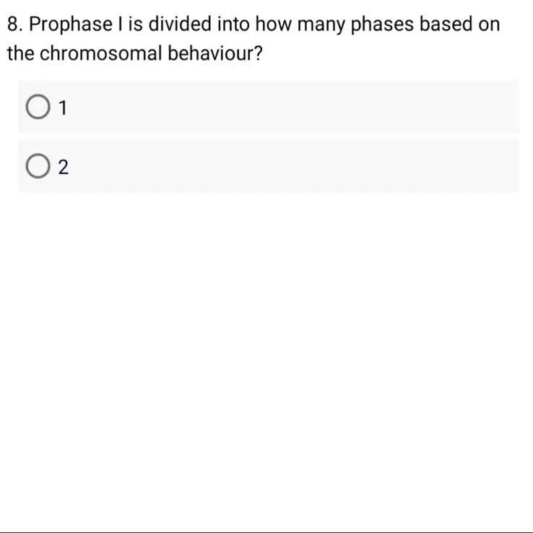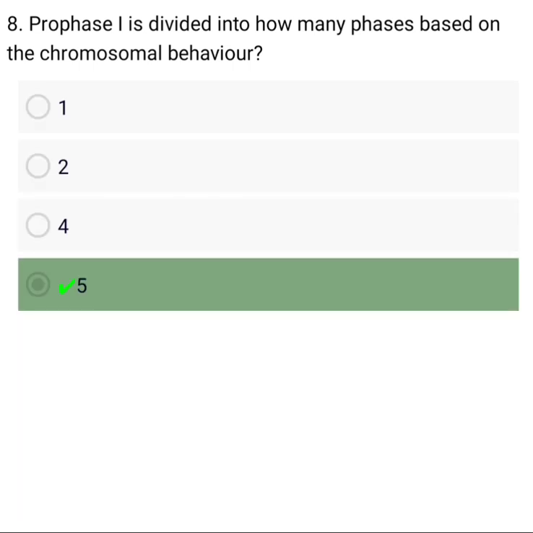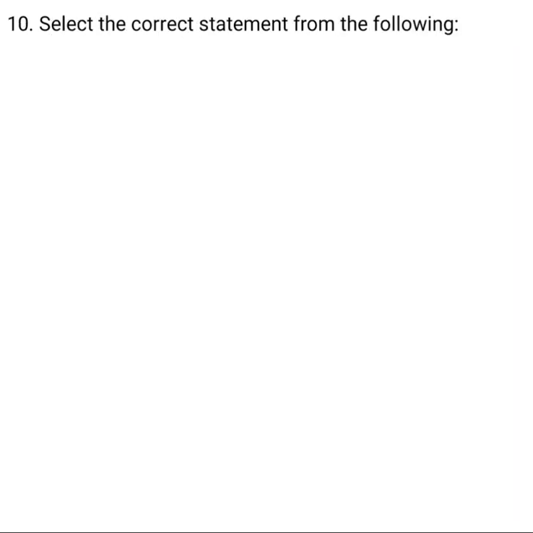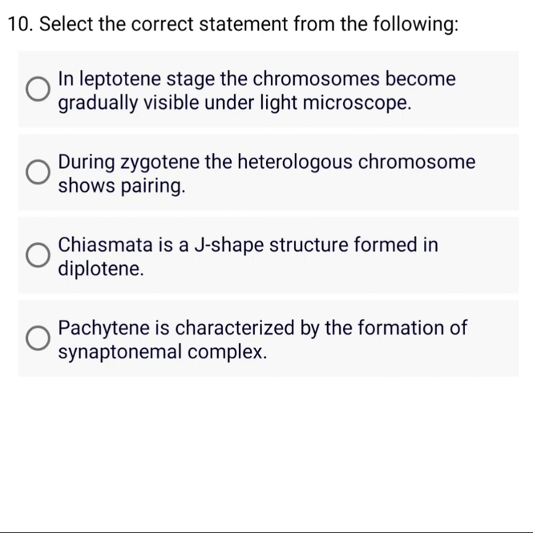Prophase I is divided into how many phases? Right. Synaptonemal complex forms in A. Zygotene. Right. Select the correct statement from the following. A. In leptotene stage the chromosomes become gradually visible under light microscope.